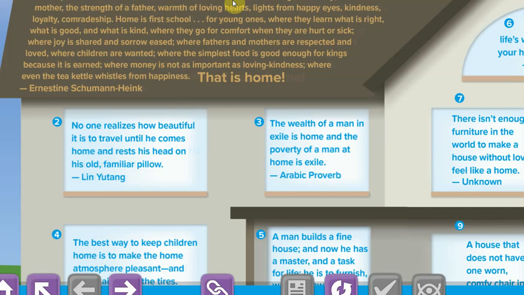Okay, number 3. That is an Arabic proverb، يعني زي مثل كده عربي بيقول: The wealth of a man in exile is home and the poverty of a man at home is exile. The wealth، اللي هي الثروة أو الغنى، of a man، ثروة الرجل، in exile، اللي هو المنفى، is home، بيكون وطن ليه، and the poverty of a man، وفقر الرجل، at home، في وطنه، is exile، بيكون منفى. يعني طالما معاك ثروة أو فلوس حتى لو أنت في الغربة أو في المنفى بيبقى حاسس إن أنت في وطنك عشان معاك فلوس، ده معنى الكلام يعني، ولو أنت في وطنك وما معاكش فلوس أنت بتبقى حاسس إن أنت في منفى. That is the meaning of this proverb.